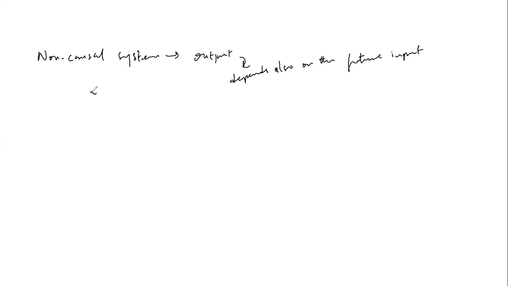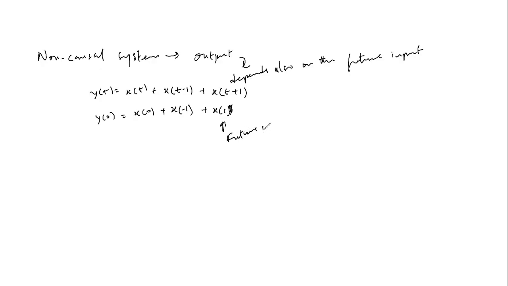Say y of t is equal to s of t plus s of t minus 1 plus s of t plus 1. So in this case, you see y of 0 is equal to s of 0, s of minus 1, s of 1. And so you see that this is the future input, okay? This is past, this is present input. So as long as the system depends on at least one future input, then it becomes non-causal.